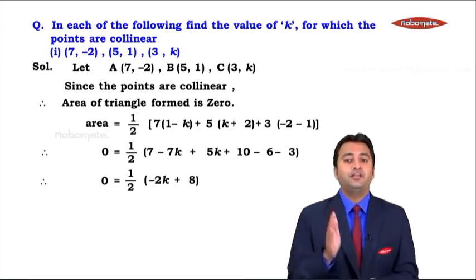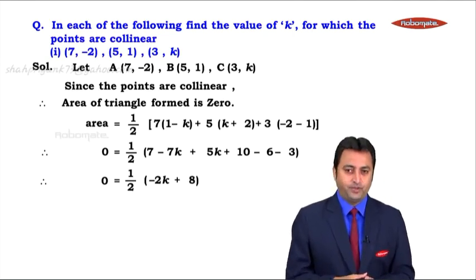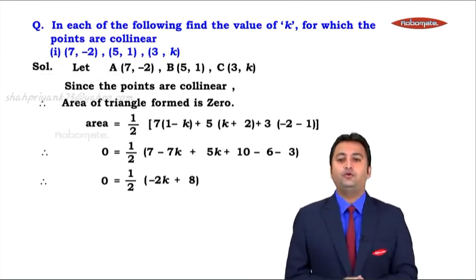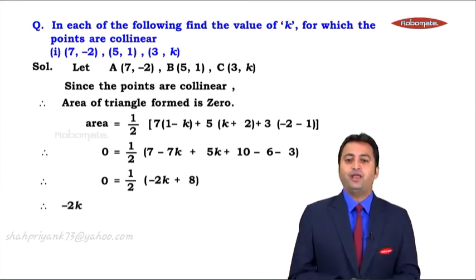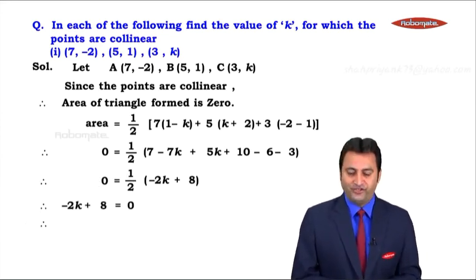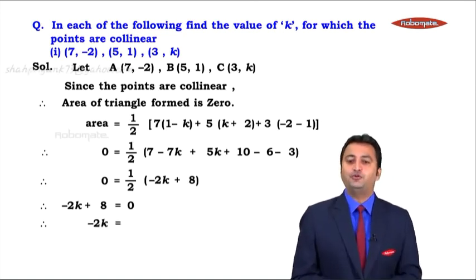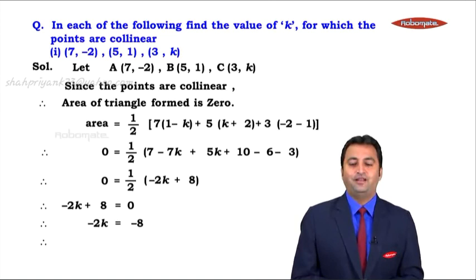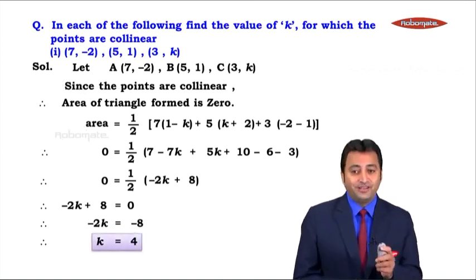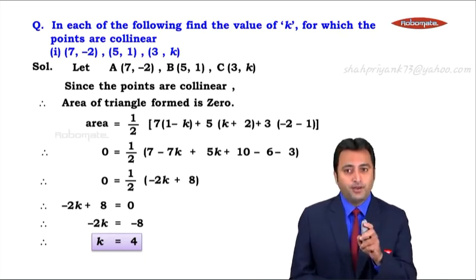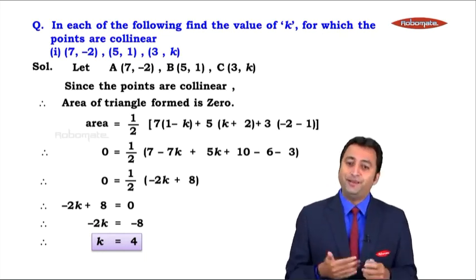So what is the equation? 0 is equal to half into bracket (minus 2k plus 8). Cross multiply, 2 into 0 will be 0. Therefore, we are left with minus 2k plus 8 is equal to 0. Shift one term to the other side. Therefore, minus 2k is equal to minus 8. k is equal to 4. That's the answer for the sum. k is equal to 4. Just remember, if 3 points are collinear, the area of the triangle formed will be 0.